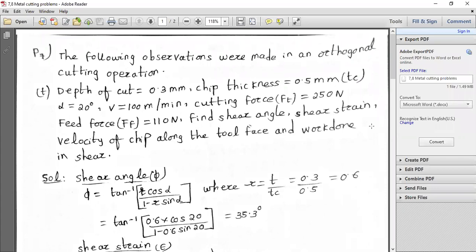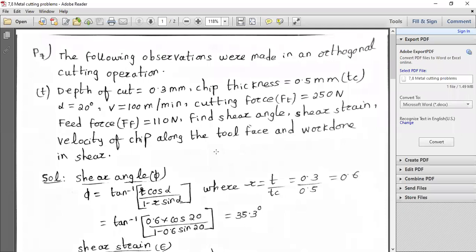The following observations were made in orthogonal cutting. That is the third problem. Just see what the third problem is. The data is given: the depth of cut, the chip thickness t_c, rake angle, cutting speed, cutting force, tangential force, and the feed force. He has asked to find out the shear angle and shear strain. So this is the new one. We have taken different model problems so that everything is covered.